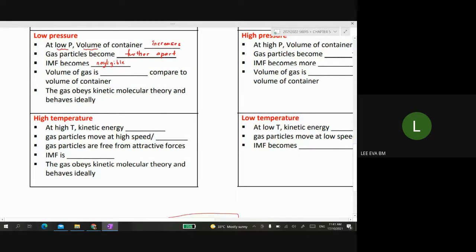Okay. The volume of the gas is also negligible compared to the increasing volume of the container. Therefore, we can say that this gas obeys kinetic molecular theory and it behaves ideally at low pressure. So for low pressure, you have to link it with the volume of the gas, and you have to link it with the intermolecular forces.